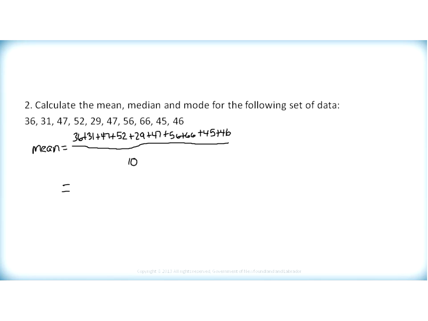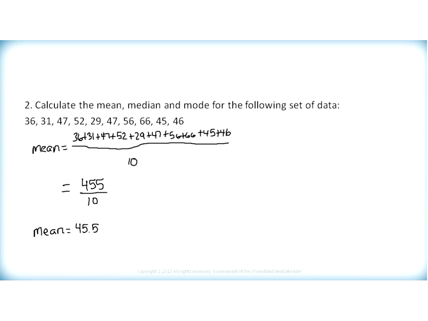So when I calculate this, what I find is that the sum of my numbers is going to be 455. I added 36 plus 31 plus 47 plus 52 plus 29 plus 47 plus 56 plus 66 plus 45 plus 46. And I divide that by 10. So that means my mean is going to be 455 divided by 10, or 45.5.